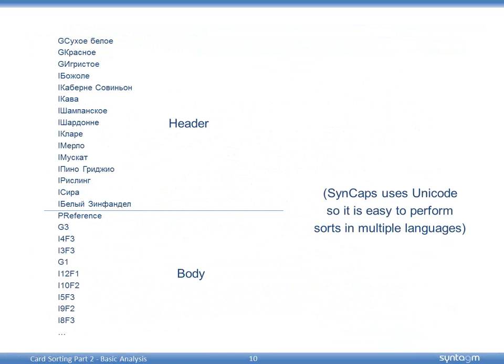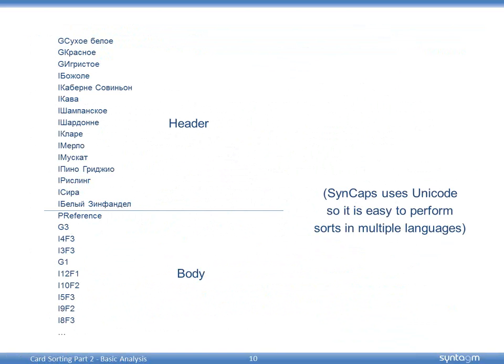Just for a bit of fun, here is exactly the same card sort in Russian, if your idea of fun is Russian. Somebody asked me years ago if we could support Cyrillic, and so we converted SynCaps to use what's called Unicode, which covers all languages. So you can take a SynCaps header, get somebody to translate it, and just plug it into data for any country that you care to do the analysis in. And so this is the wines again, by the way.